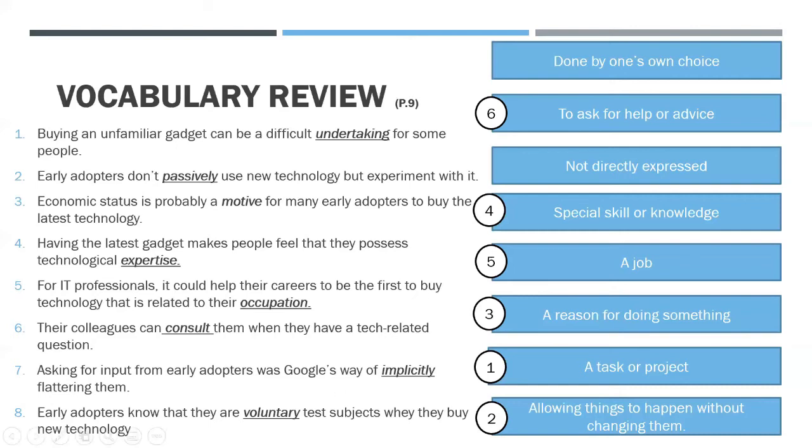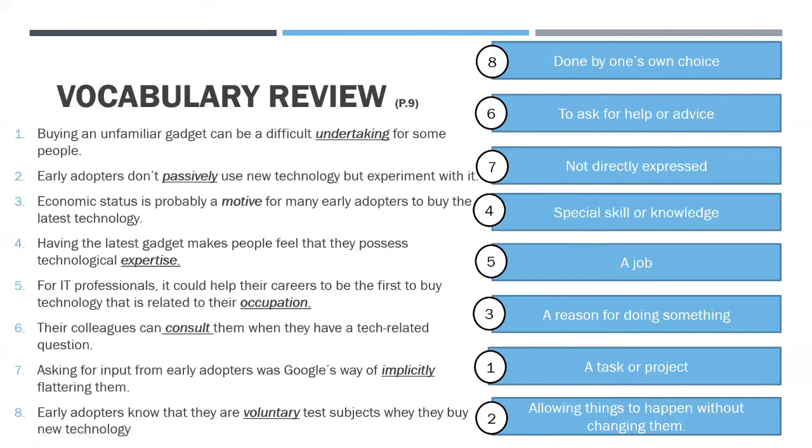Anyways, number 7, asking for input from early adopters was Google's way of implicitly flattering them. Implicitly means not directly expressed. Number 8, voluntary. Voluntary means done by one's own choice.